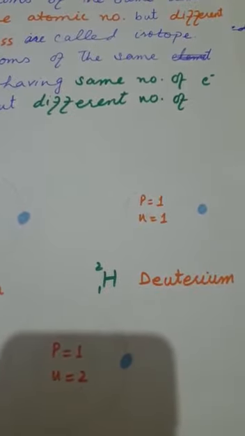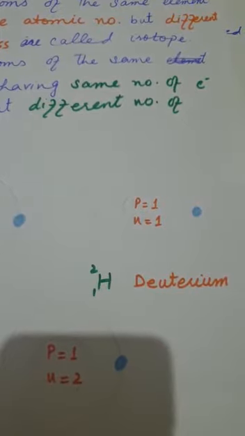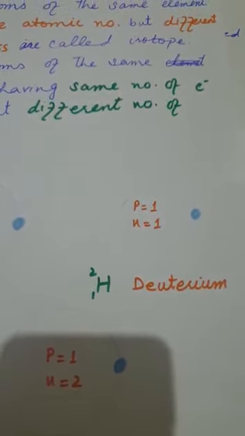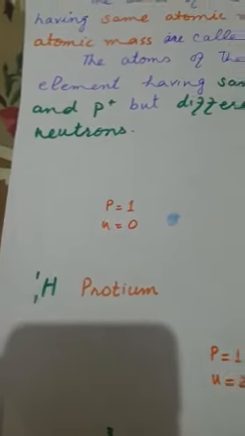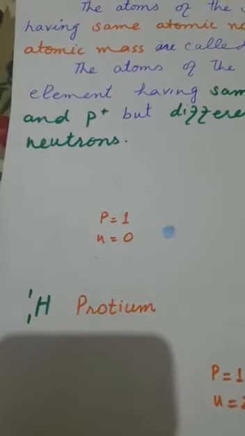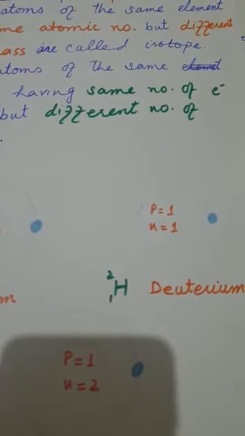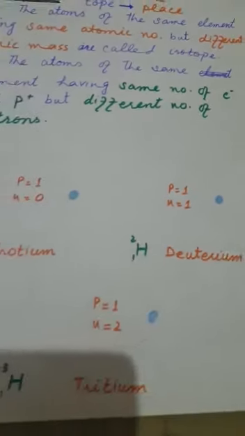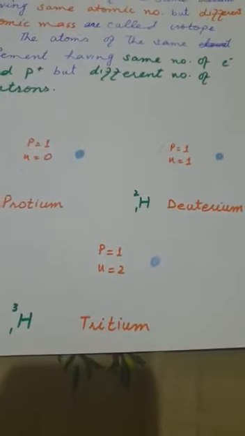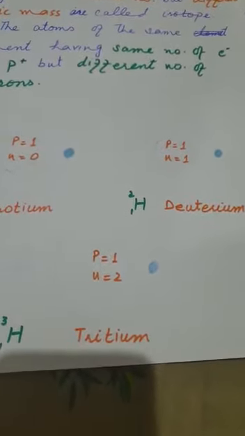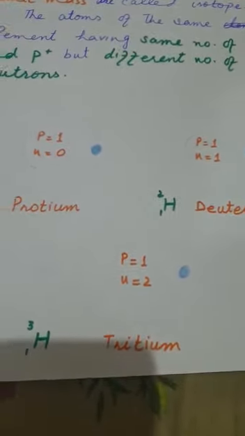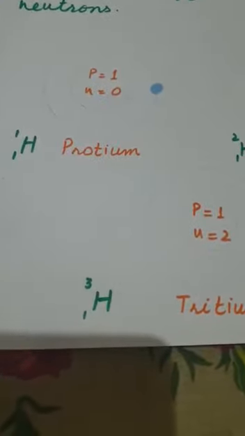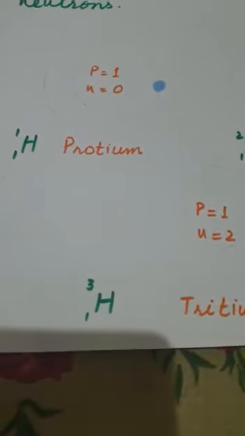We represent this isotope as H, with 1 as the atomic number and 2 as the atomic mass. So they have the same atomic number, but the atomic masses are different. Here the atomic mass is 1 and here it is 2, because proton 1 and neutron 1 give you 2. The third isotope of hydrogen is known as tritium, where the proton and electron are 1 but the neutrons are 2. So the atomic mass will be 3. For that reason tritium is represented with 1 as the atomic number and 3 as the atomic mass.